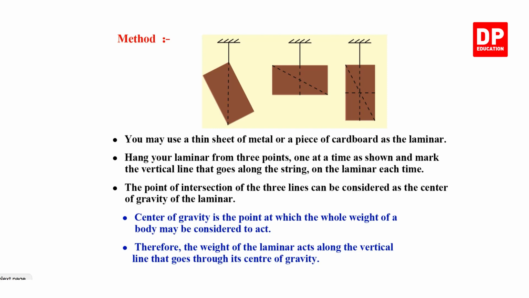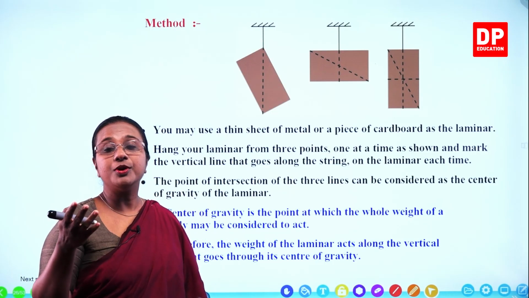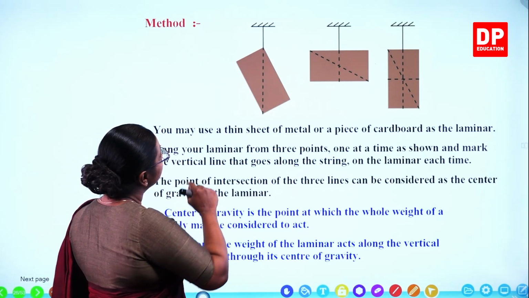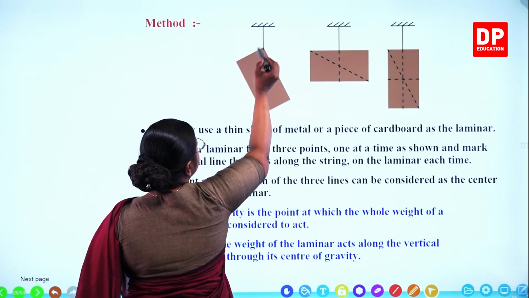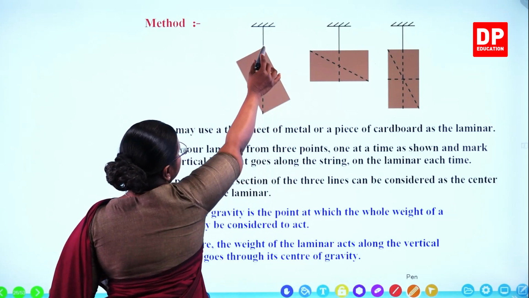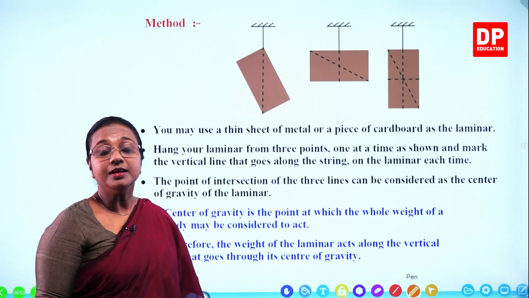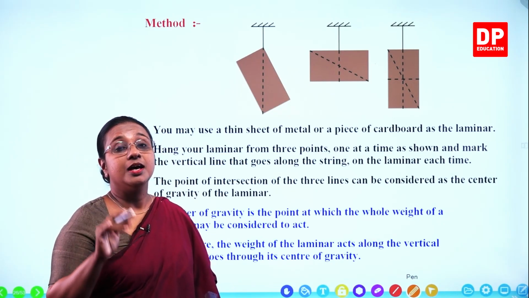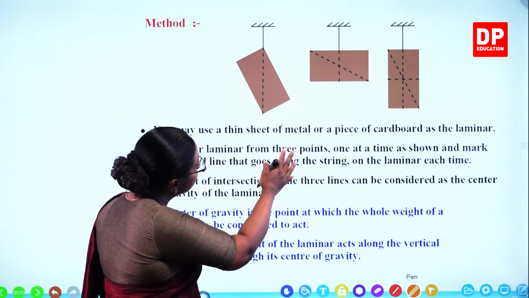So, this is the method. What we will do is, first we will have to suspend the lamina. So, most probably we can use a piece of cardboard or a thin sheet of metal sheet. Anything is fine. What we need to do is, we need to make a hole at one of the positions there. So, here the hole has to be at this point. Then we tie the string through the hole and we suspend the lamina like shown in the diagram. And after that, when the lamina comes to rest, we draw this line. Then, we need to change the position.